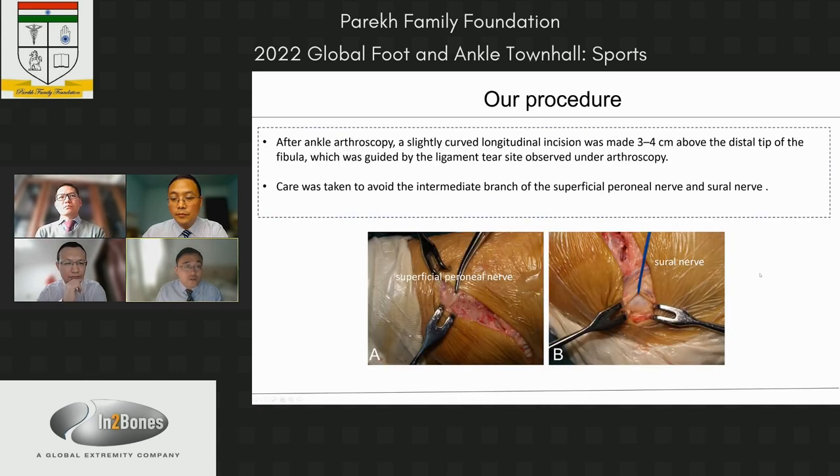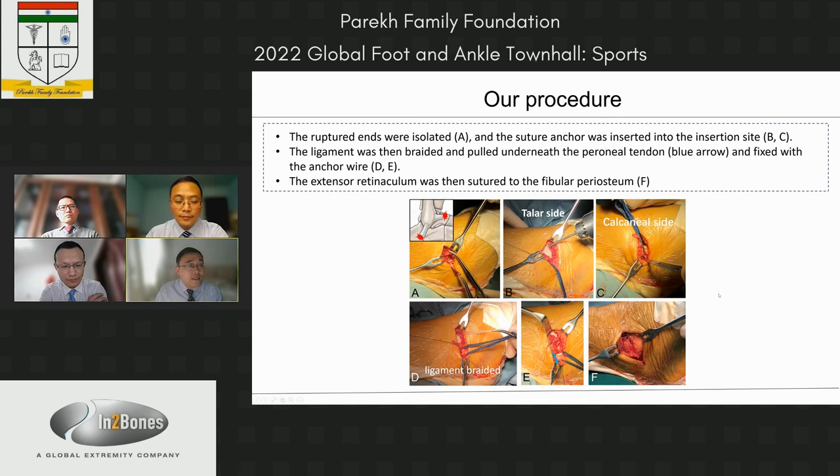After ankle arthroscopy, a slightly curved longitudinal incision was made 3 to 4 centimeters above the distal tip of the fibula, guided by the ligament tear site observed under arthroscopy. Care was taken to avoid the intermediate branch of the superficial peroneal nerve and the sural nerve. For this case, we can see that the ruptured ends were isolated and a suture anchor was inserted into the insertion site. For the rupture at the talar side of the ATFL, we can drill 2 holes with fixation of 2 suture anchors and then suture the ATFL.